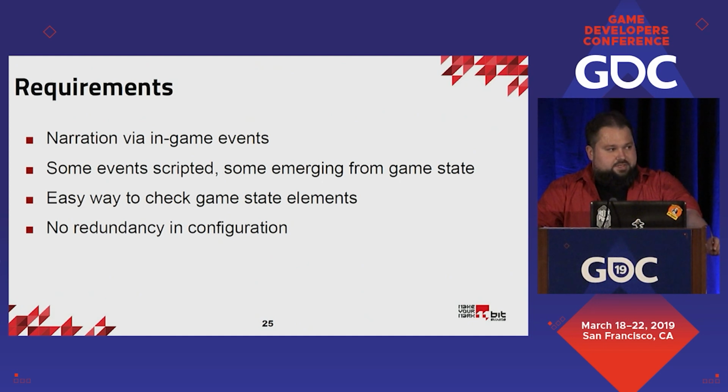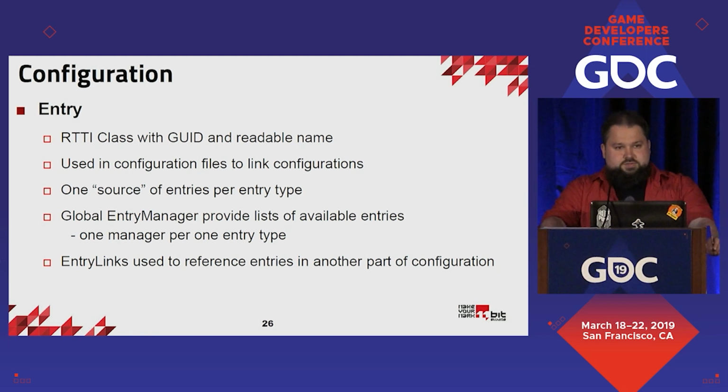And another requirement: they wanted to define things once. So if they define a building in some place in the configuration, then they shouldn't need to duplicate that definition. So we needed a system that would allow us to point to certain parts of the configuration from other parts of the configuration. We introduced the concept of an entry to solve that last problem. An entry is an abstraction for a configuration part. It is, of course, an RTTI class with its own unique ID, but it also has a readable name and, of course, the data it consists of.